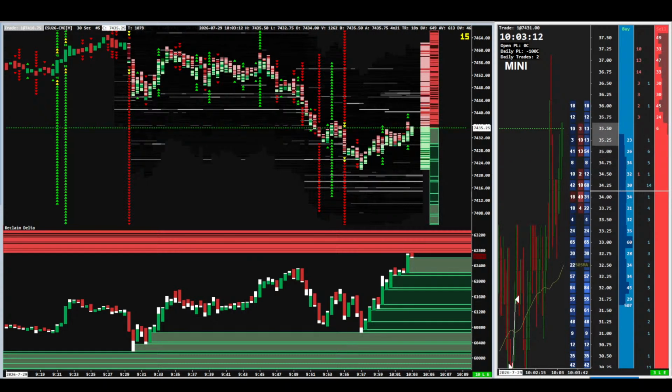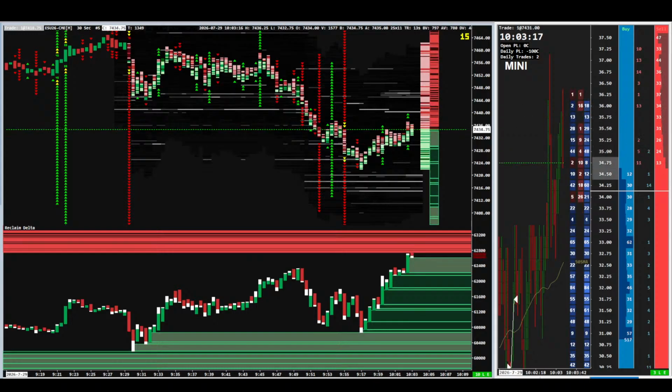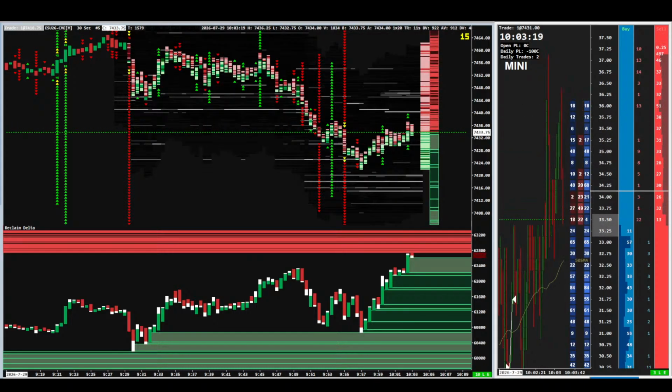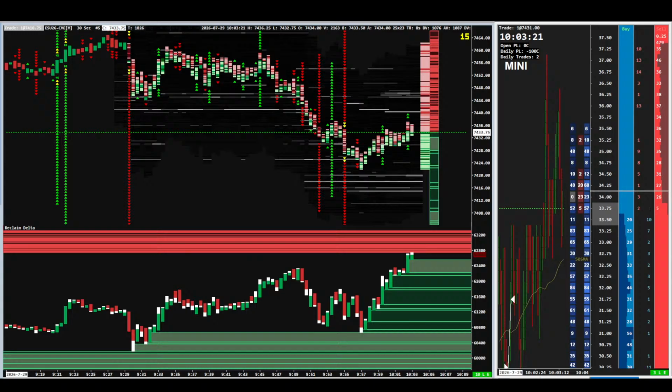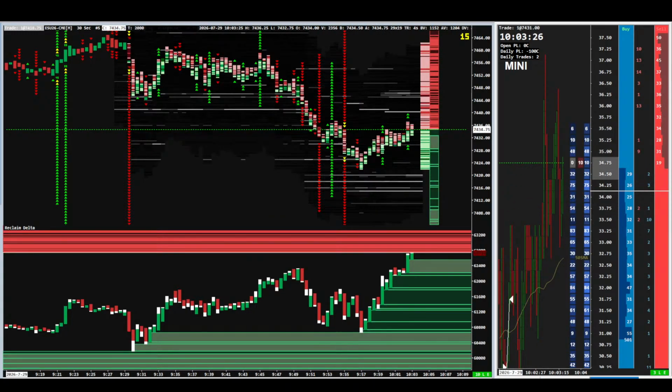I've still got that 28 long. I'm going to take a partial here at 36. Wait, you went long 28? Oh, okay. Yeah, on the micros. I've still got 2 micros on long. Move my stop to break even.